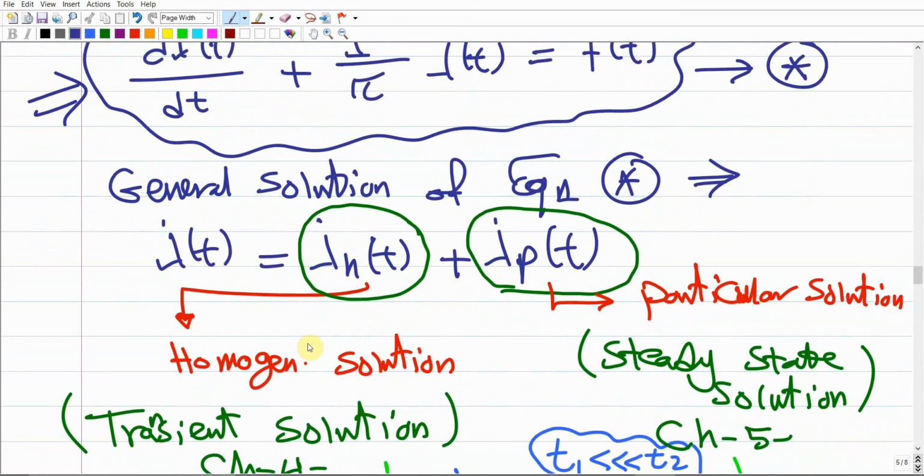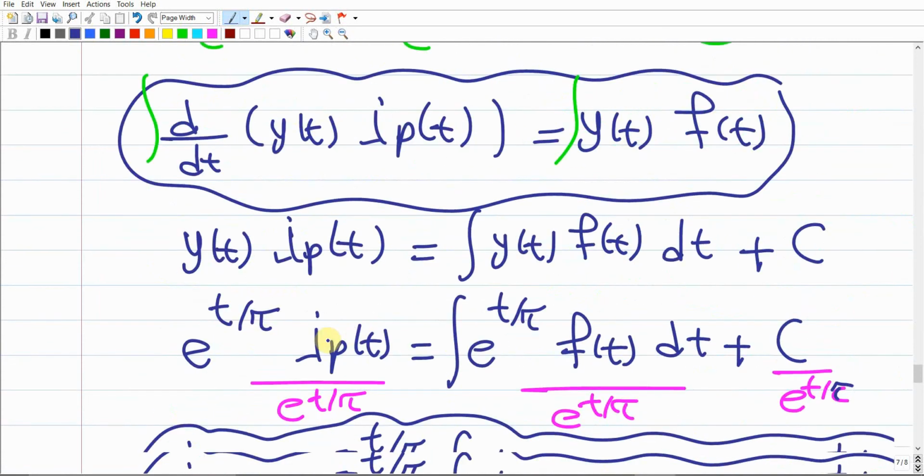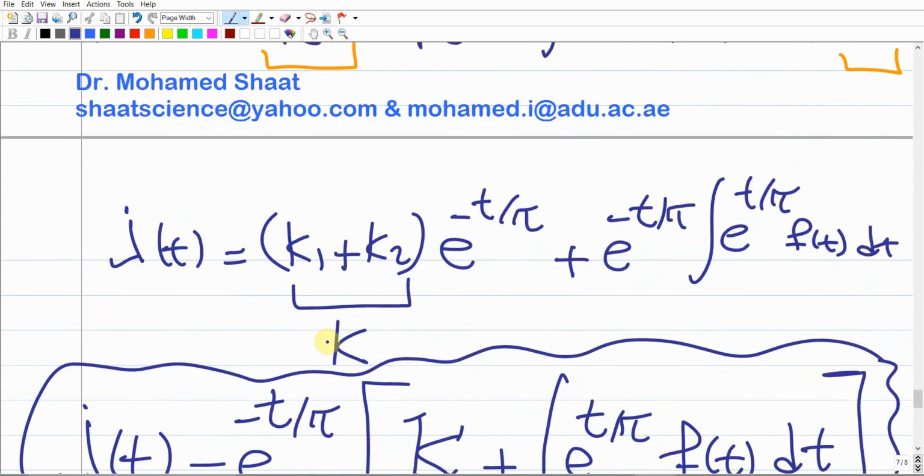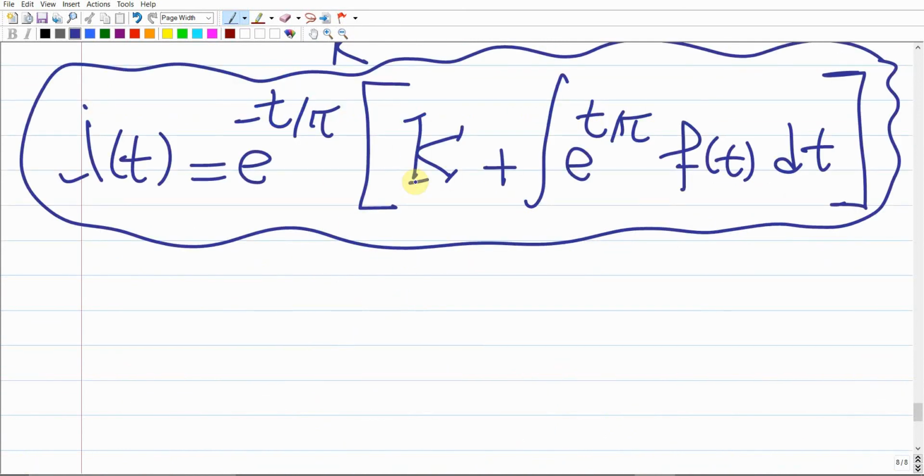Then you're going to directly plug into this expression for the total solution or the general solution of the total current, which is I of t as a function of time. Where k is a constant that can be obtained by applying some initial condition. What is the initial condition? For example, that he is going to state to us that the current initially was 0.